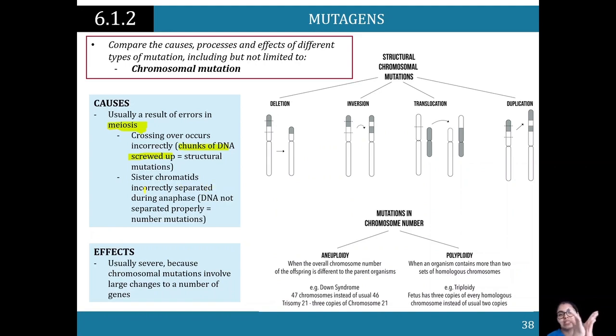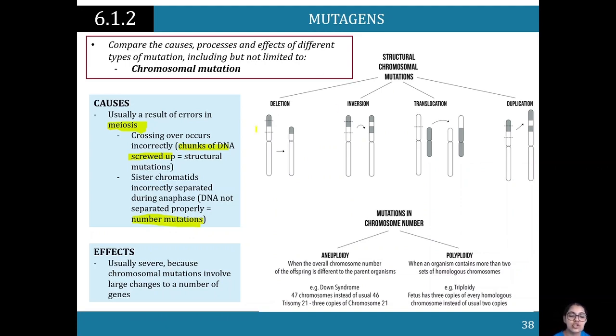So remember, when we've got the sister chromatids that line up near the mitotic spindle, and the mitotic spindle is attached to them, they're separated. If there's an issue with separation, they may not be separated, or they may just be separated to one side, that can lead to an uneven number of chromosomes, and that leads to mutation in the number of chromosomes. The effects of this are usually severe, more severe than point mutation, because this is where the whole chromosome is affected, so it can affect a number of genes.